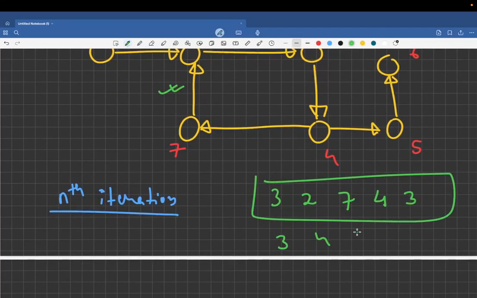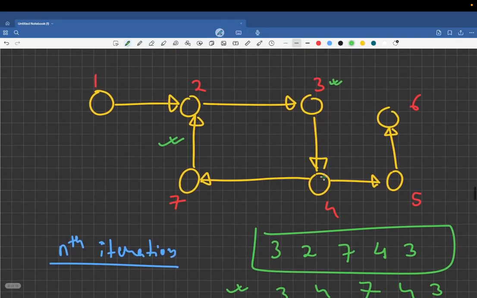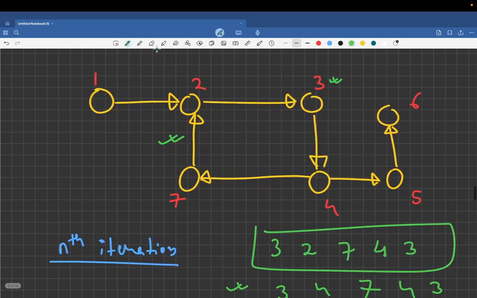So 3, 4, from 3 to 4, from 4 to 7, 7 to 4, and 4 to 3, and this is the cycle that I will get. Parent, this is the cycle that I will get. Why am I getting parent of 2 as 7 only? Don't get confused, because in the nth iteration I have relaxed all the edges, and this particular edge would not have been relaxed, but this particular edge should have definitely been relaxed because this is a part of the negative weight cycle. So parent of 2 will definitely be 7.